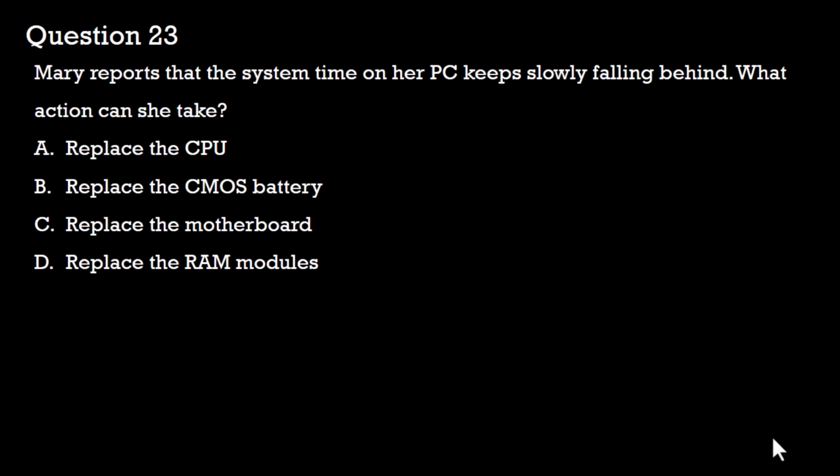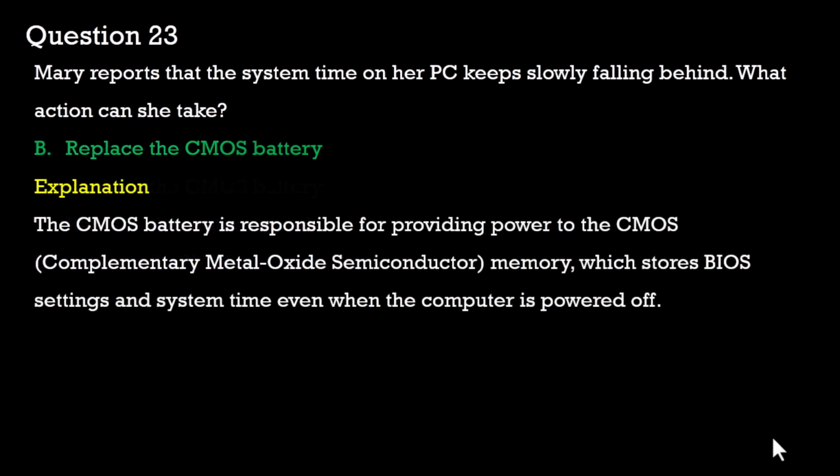Question 23. Mary reports that the system time on her PC keeps slowly falling behind. What action can she take? A. Replace the CPU. B. Replace the CMOS battery. C. Replace the motherboard. D. Replace the RAM modules. For this, we'll be going with option B.